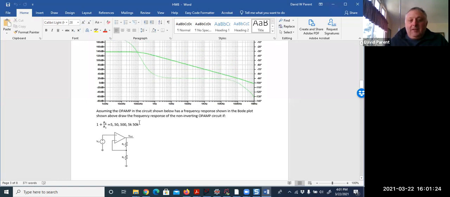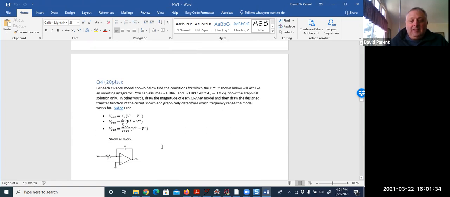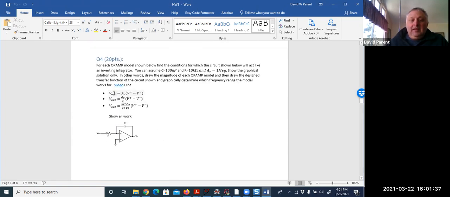Then here, you can do this graphically, but here is a non-inverting amplifier. What are the frequency ranges for which it works for these various gains? Here you have these various models: finite integrator, low pass, and an inverting integrator. I've already kind of showed you how to go about that.